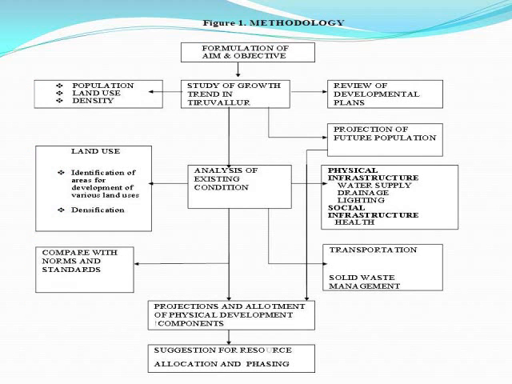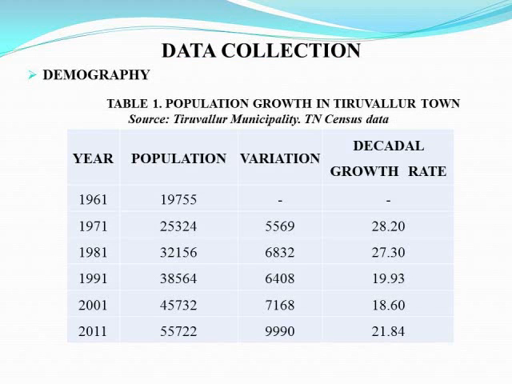Next is my methodology. First, to formulate the aim and objective, then to study the growth of the Tiruvallur town, population, land use and density, and review of the development plans. Next is the projection of future population, analyzing the existing condition of the town in terms of the physical infrastructure and social infrastructure facilities. Then to allocate physical development components and suggestions for resource allocation.